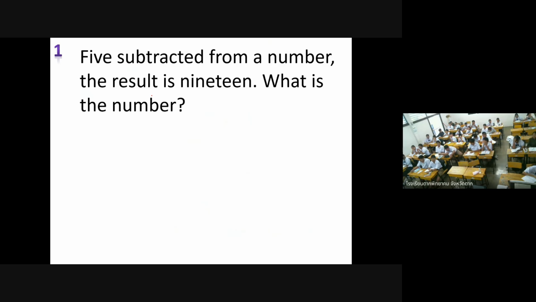Let's have this. 5 subtracted from a number, the result is 19. What is the number? Now, since there is another question, we are not just going to write it into an equation. We're going to answer what is the number. But before we know what the number is, we need to write it into an equation first.